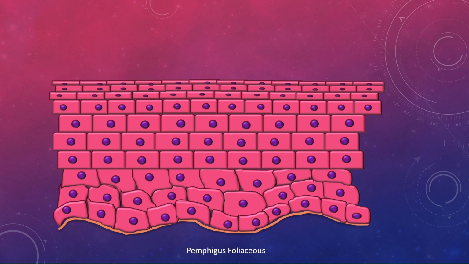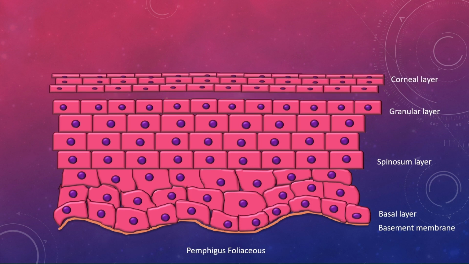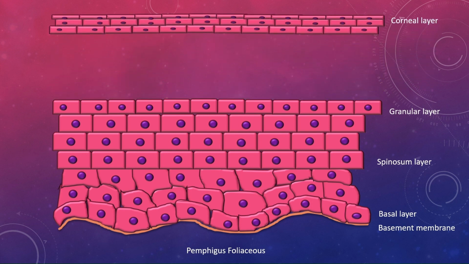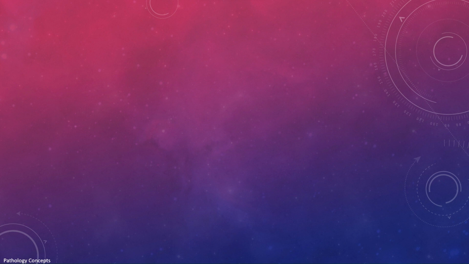In the Pemphigus foliaceous, there is a subcorneal blister. So there is a gap between corneal layer and remaining epithelial layers. So in the Pemphigus foliaceous, this is the gap. Now let's learn one by one.